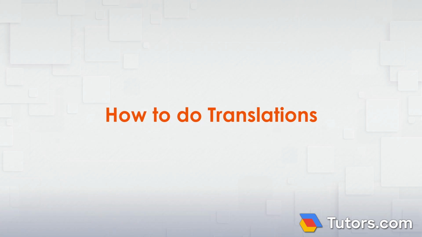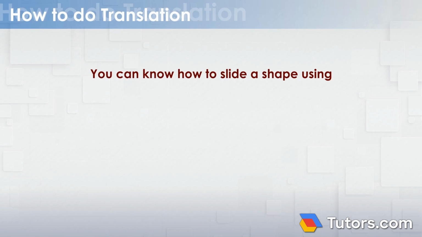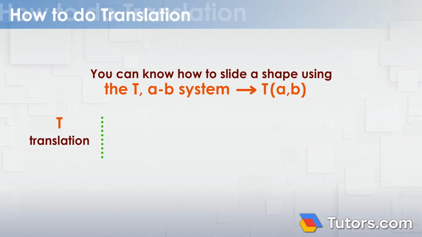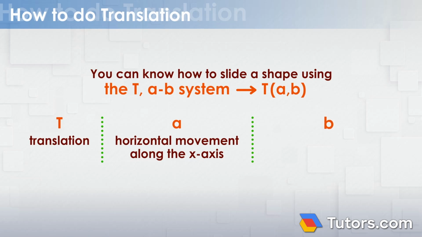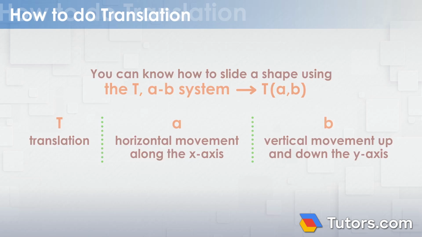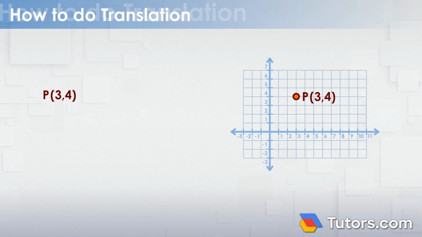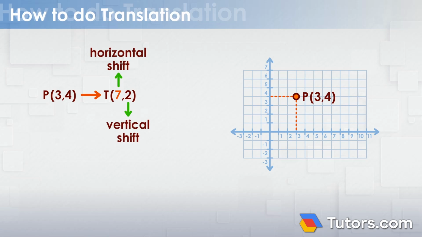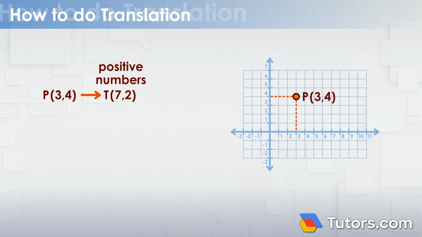How to do translations. You can know how to slide a shape using the TAB system, where T stands for translation, A stands for horizontal movement along the x-axis, and B stands for vertical movement up and down the y-axis. Suppose you were given instructions for point P at 3, 4 like this: T, 7, 2. That system tells you point P has a horizontal shift of 7 units and a vertical shift of 2 units. Since both are positive numbers, the shifts are in positive directions.